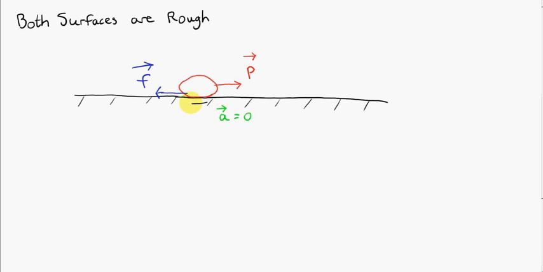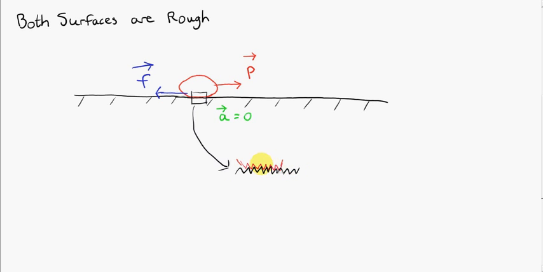Let's look at the interface of the particle with the horizontal surface. If we could imagine magnifying this, the particle surface would look jagged. And the horizontal surface would look like this. Okay, it's a bit simplistic, but it's good enough for our purposes.